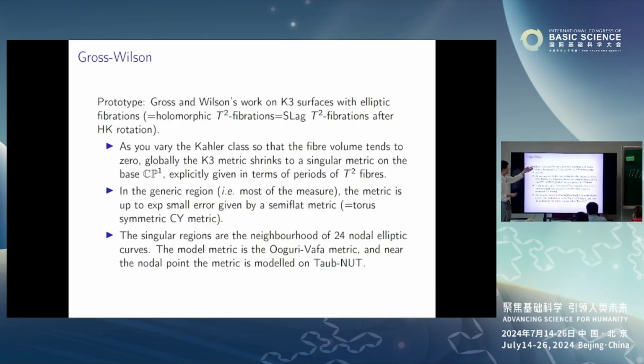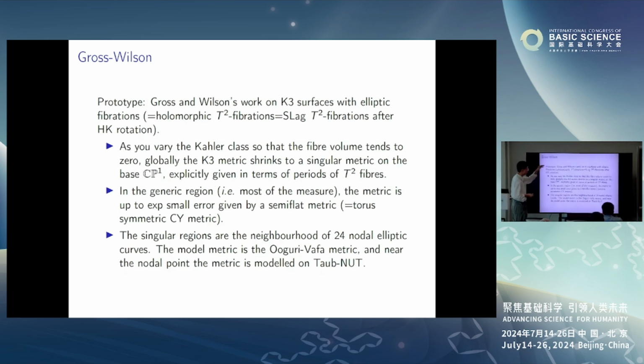One should say that those Ooguri-Vafa and Taub-NUT regions are actually super small as you approach the degeneration limit. Yes, but it's defined by a kind of infinite series. It's defined using a Gibbons-Hawking construction of an explicit potential function, which is obtained by a gluing construction. So it's explicit up to exponentially small correction terms.